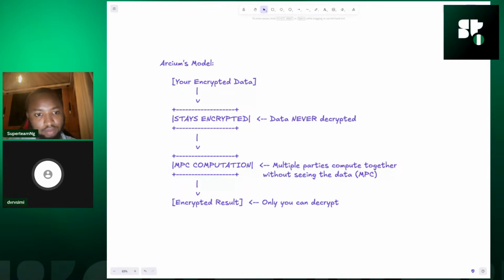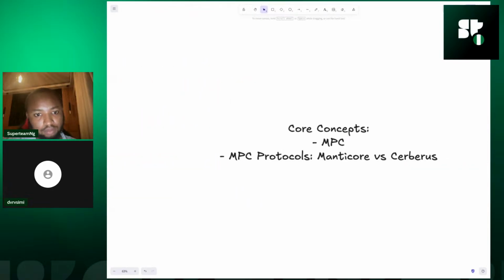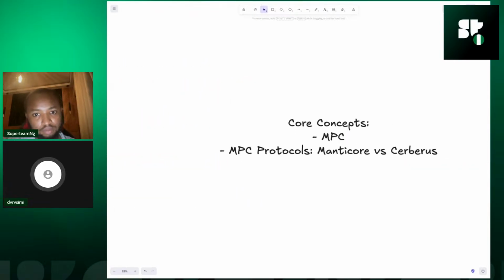So the next thing we'll talk about is the core concepts. First off, we'll talk about MPC in detail. MPC is basically a cryptographic technique that allows multiple parties to jointly compute on a function. So basically, you put in your inputs, and those inputs stay private, and the computation happens on those inputs, and you get a result, which is also still encrypted.